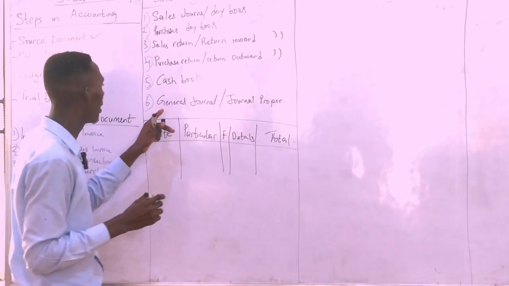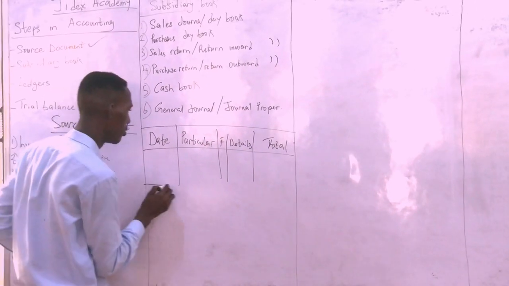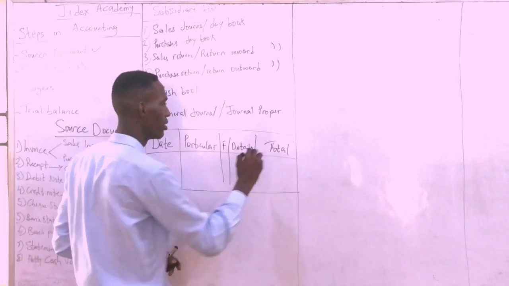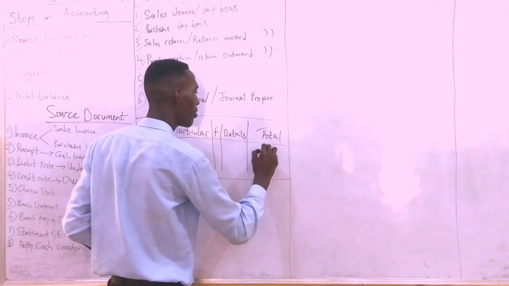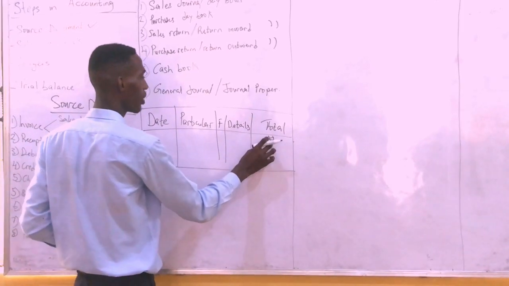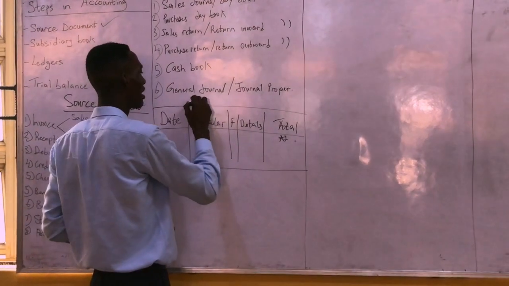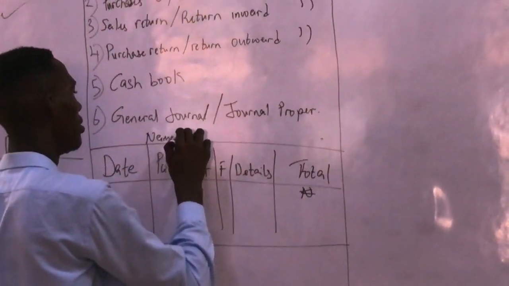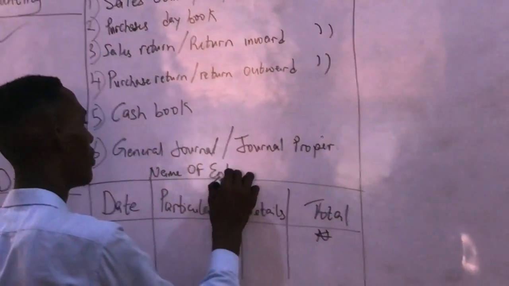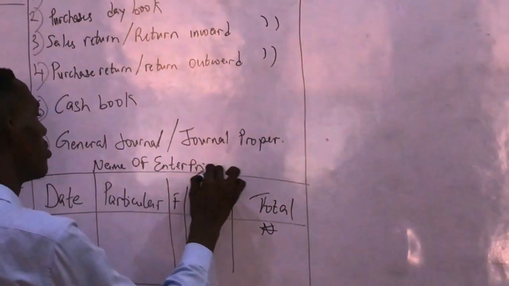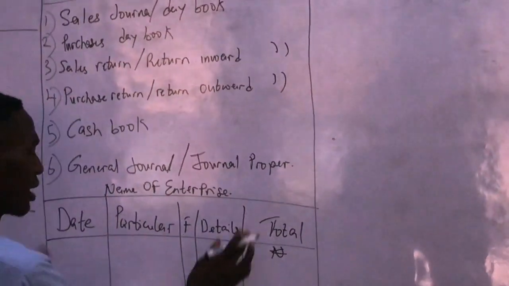So you can use this format for note. Your currency must be there. The currency sign must be there, otherwise it will not be validated. And the name of the enterprise must be there. So you must take note of these two and the format.